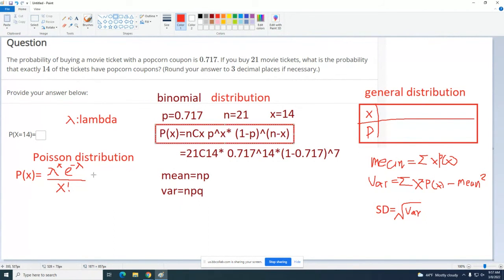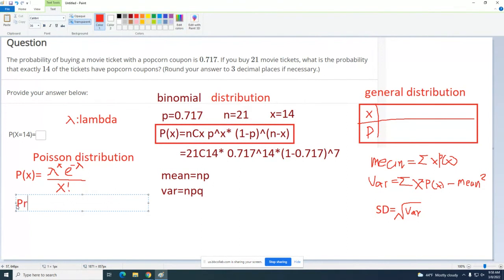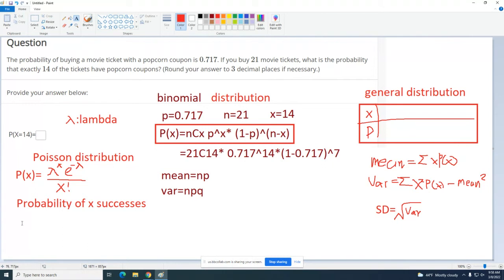What's the connection is this probability. It represents the probability of x successes, which sounds very similar. Actually, we don't exactly call it success in Poisson distribution. It's the probability of having x occurrences of something. So something has occurred x times. What was the probability of that? But it's similar to the binomial distribution.